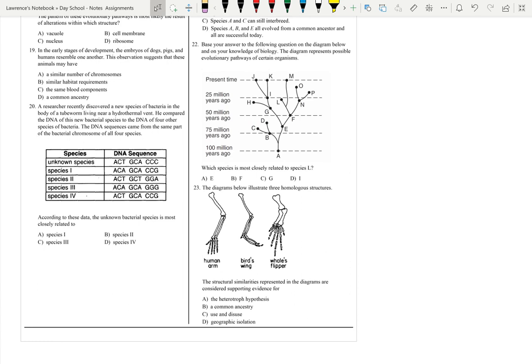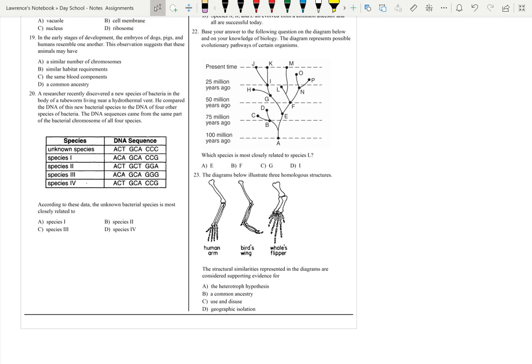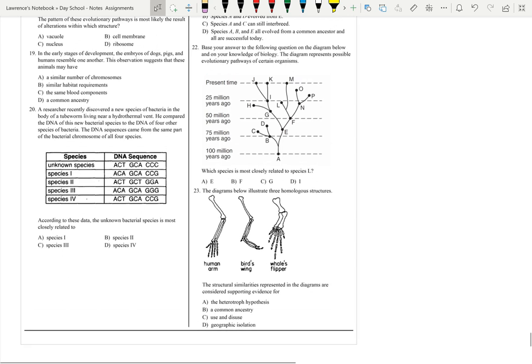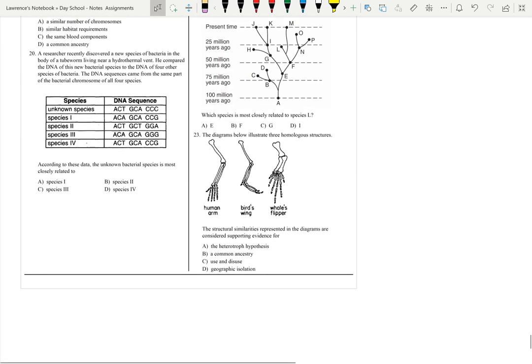19. In the early stages of development, the embryos of dogs, pigs, and humans resemble one another really, really well. This observation suggests that these animals may have a similar number of chromosomes? Not necessarily. Similar habitat requirements? No. The same blood components? No. They shared a common ancestor? Mm-hmm. Yep.